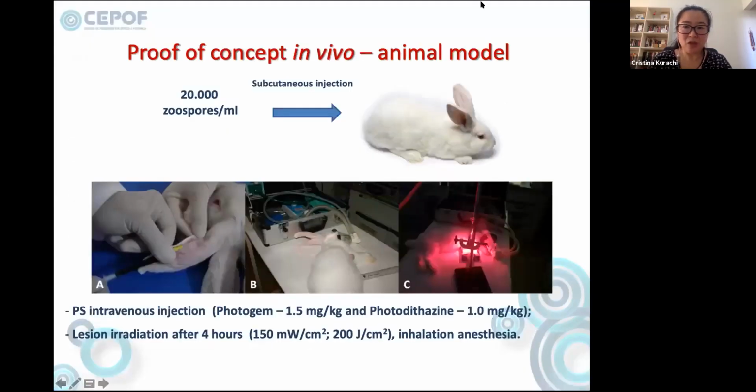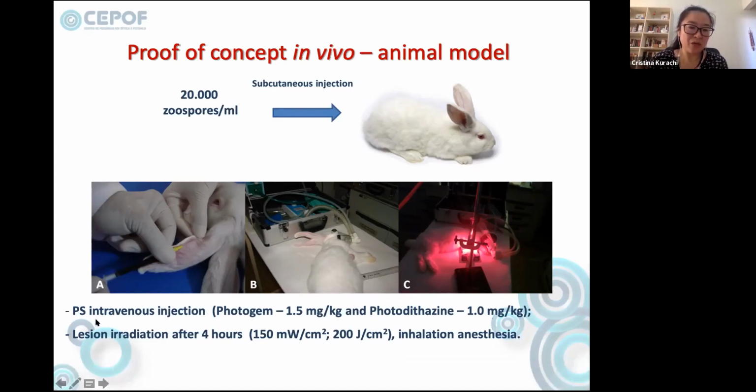After the in vitro results, we moved to the animal model. The animal model reported for PTOs is in rabbit. As you're going to see in the next slide, at the end it was not proven to be a very nice model for us because it's a different kind of lesion that is induced. But anyway, we infected and produced a lesion on the paw of the rabbit.